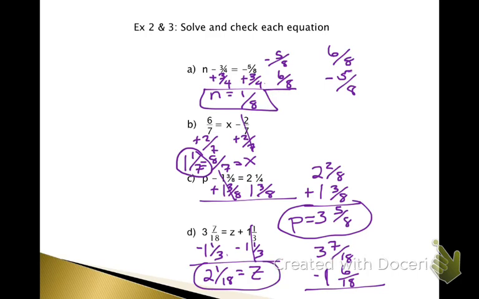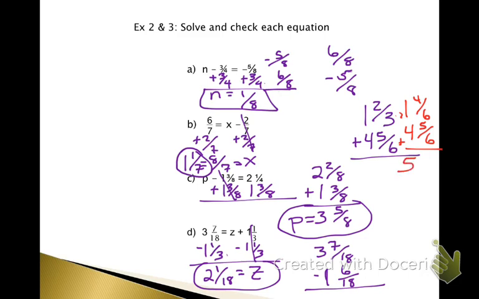Now, if you had something like this, if you had 1 2/3 plus, let's make it 4 5/6. So I would make a common denominator. I'm going to make it a different color. So it would be 1, 4, and I would make it 6. So times 2. So it would be 4/6 and 5/6. And I'd add them. 4 plus 1 is 5. And 4 plus 5 is 11 over 6.